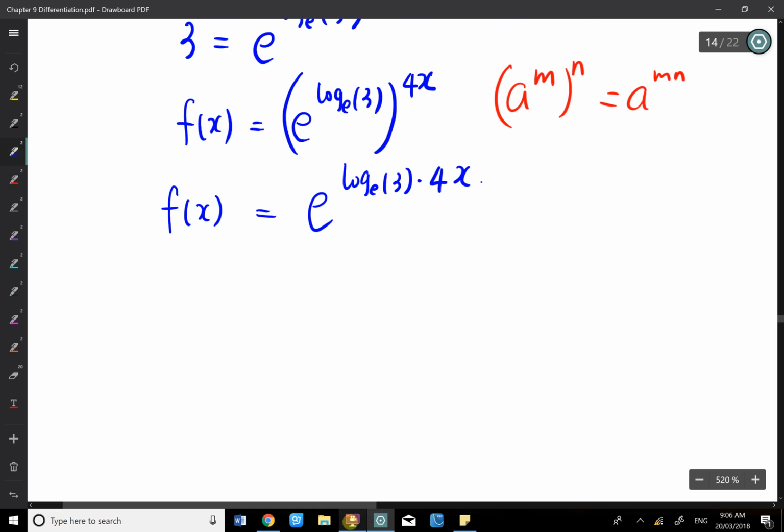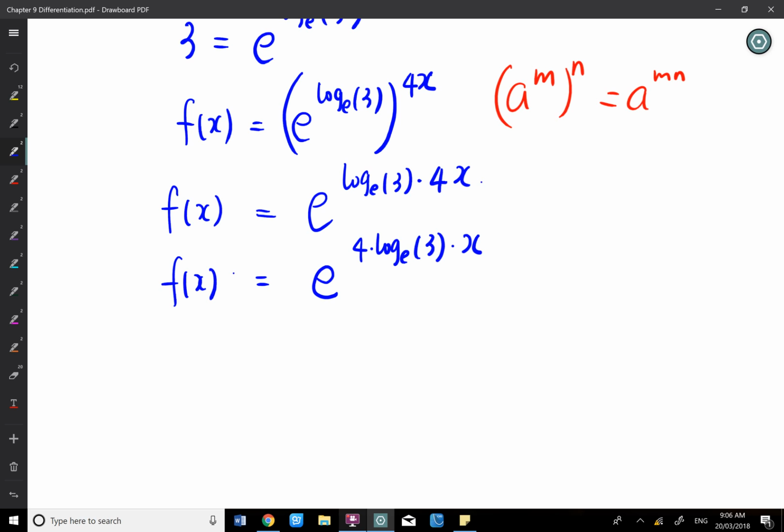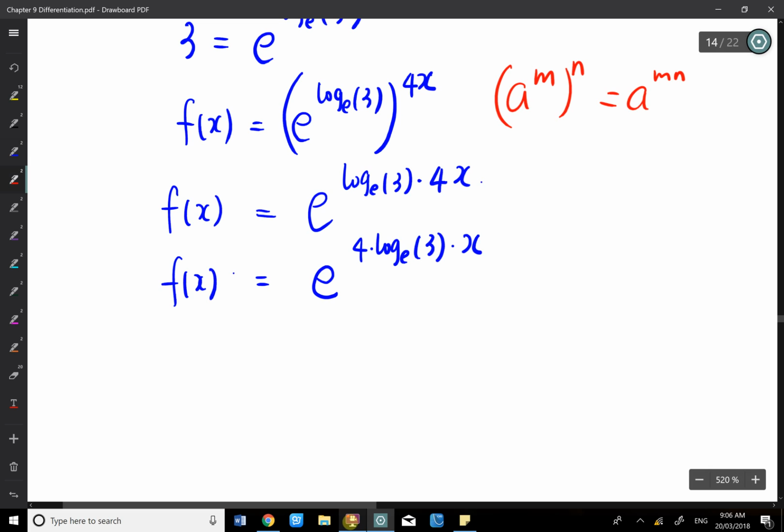Well, looks a little bit better. What we have is e to the power of 4 log_e 3 x. Well, it's 3 things multiplied together, so I can change all that. So 4 times log_e 3 times x. This is linear. Can you see that?